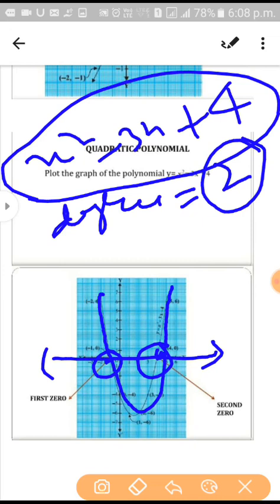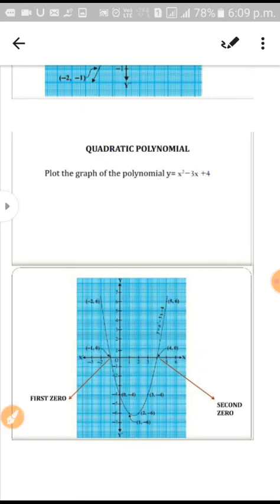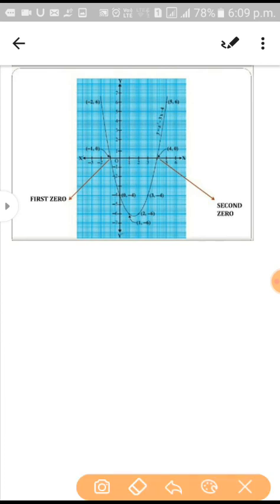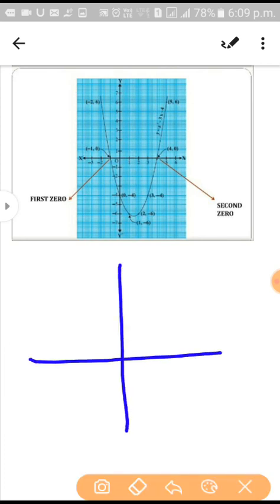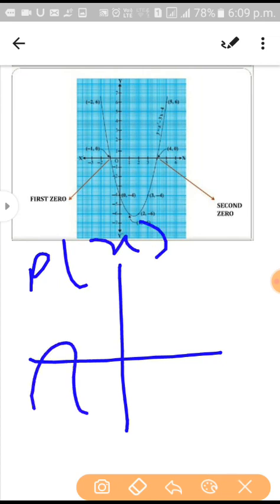So we can say that if a polynomial has 5 zeros, it means the graph of that polynomial will intersect the x-axis at 5 points, if the variable of that polynomial is x. If the variable of that polynomial is y, then the graph will intersect the y-axis at 5 points. Okay, let us take one more example. Suppose I have a graph like this, and this graph is for a polynomial.